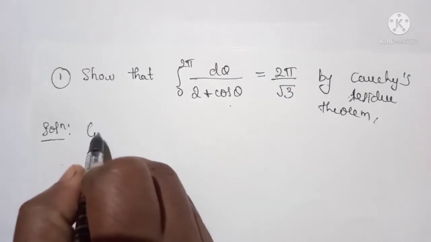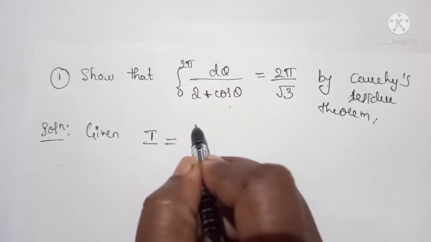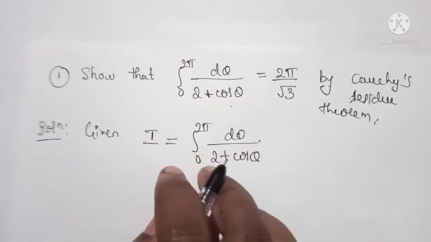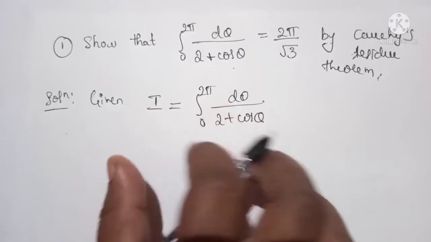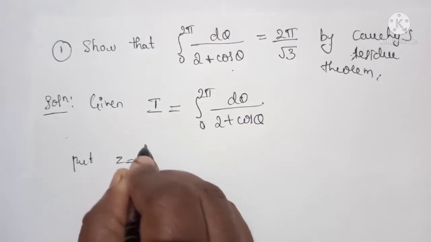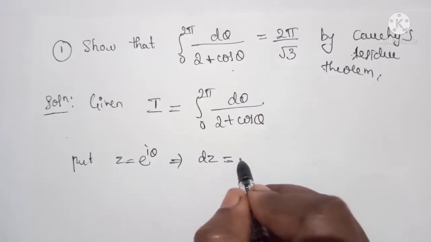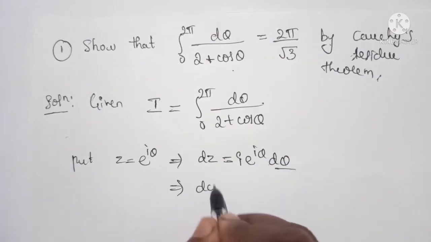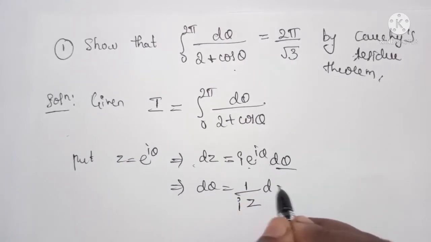So, given: we consider the integral I equals integral 0 to 2 pi d theta divided by 2 plus cos theta. Because it is in the form of integral 0 to 2 pi, in this type we have already seen that we substitute z equals e raised to i theta. Differentiating, we get dz equals i times e raised to i theta d theta, so d theta equals 1 by i, where e raised to i theta is z, into dz.